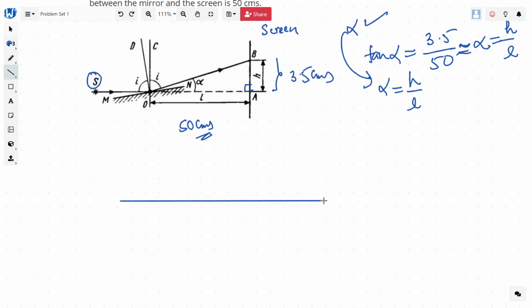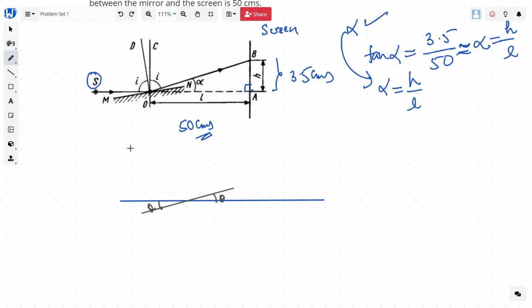This is our straight line, and there is a mirror at certain angles. We are going to put the mirror now. We do not know at what angle this mirror is, so we are going to say this is a certain angle, say theta. This is also going to be theta by definition. So that's the angle of the mirror.